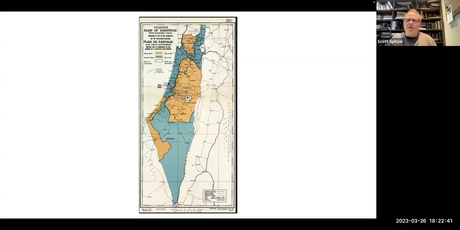So the report proposes this partition. UNSCOP calls for this partition. Britain says it's going to get out of Palestine by mid-May. They're going to close down their mandate. They're going to do it unilaterally. And they're going to hand it over to the United Nations. And the United Nations is coming up with this plan of partition. This is the Arab state, this brown area. This is the Jewish state. This is all desert, I just want to point out. That's the plan.